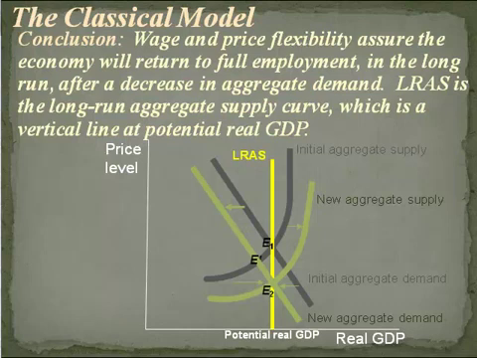The conclusion of the classical model is that wage and price flexibility assure the economy will return to full employment in the long run after a decrease in aggregate demand. Once again, aggregate demand decreases, therefore input costs and wages go down. As those two go down, the producer's ability to provide more supply will shift the aggregate supply curve to the right. Therefore, the long-run aggregate supply curve is a vertical line at potential real GDP, and this point of potential real GDP also represents full employment.